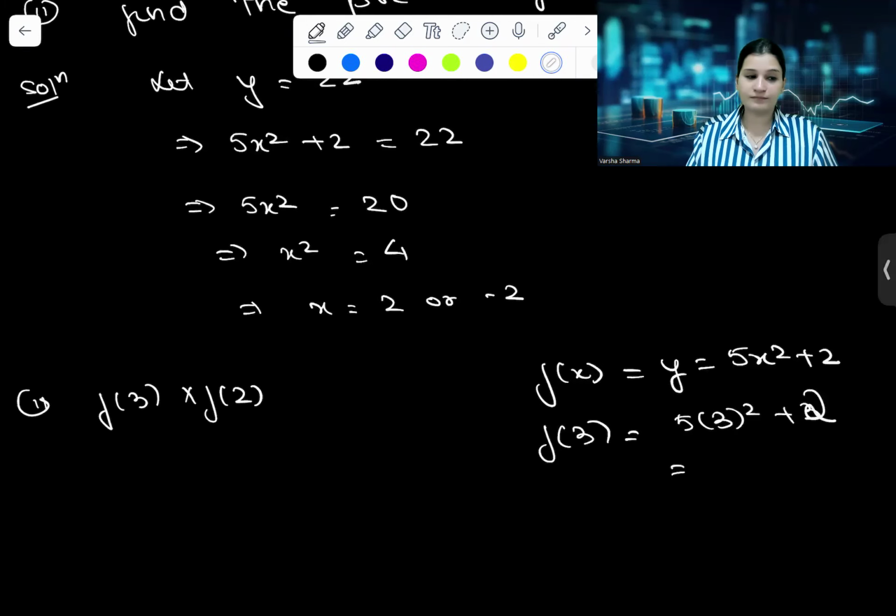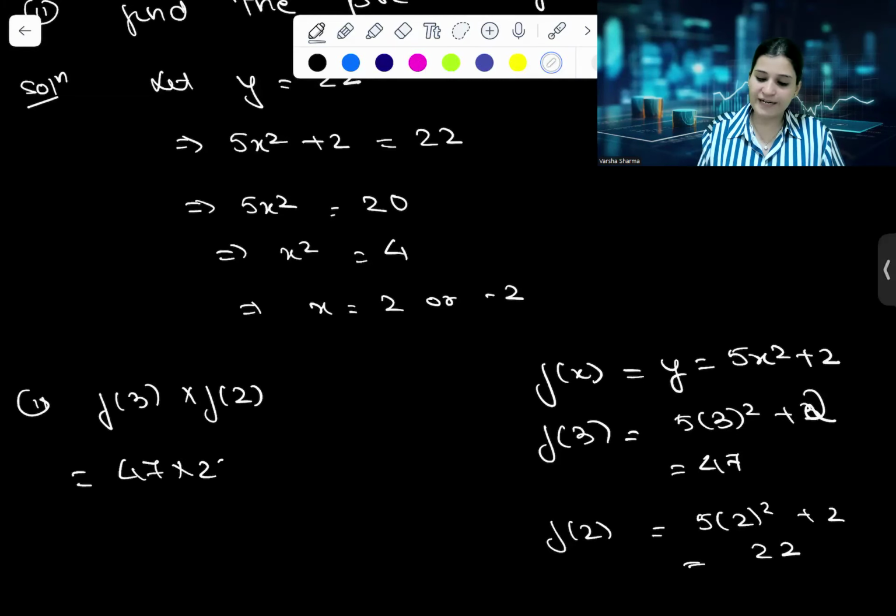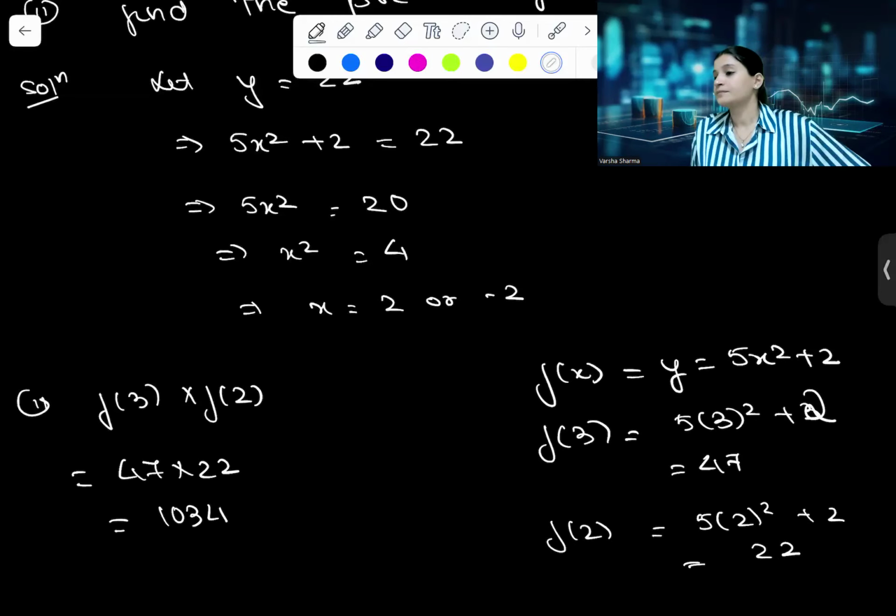Answer: 47. F of 2: instead of x, put 2. It's 22. So the answer would be 47 into 22. Sorry? 1034. Understood? Yes, ma'am.